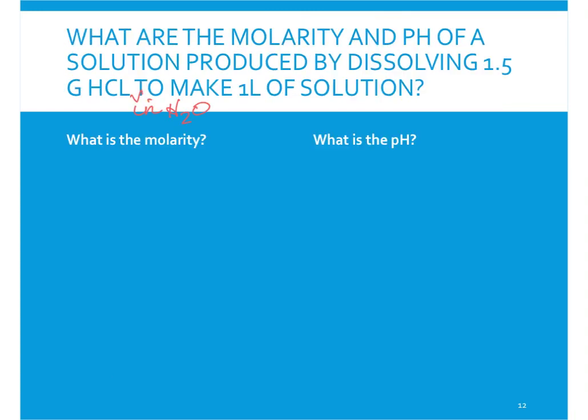One last question in this PowerPoint. I like questions that tie in some information from what we've just learned, as well as information that we've learned from past units. It helps you keep things fresh. So let's say what they're asking here. It's asking for molarity, moles per liter, and also pH. Just to remind you, the formula for pH is minus log of hydronium ion concentration.